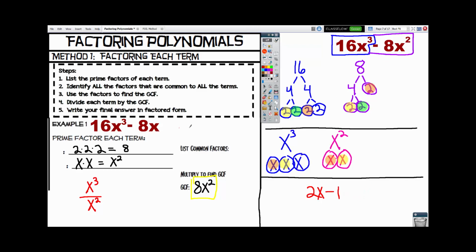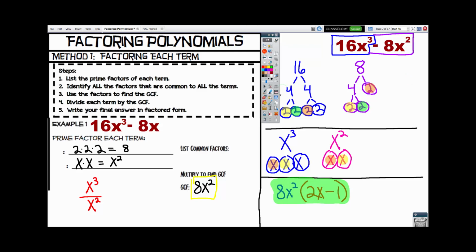Okay? So this is what we end up with after we have factored out our greatest common factor. And now the last step is just to write our greatest common factor on the outside. 8x squared. And there we go. We've done it. This is our final answer.